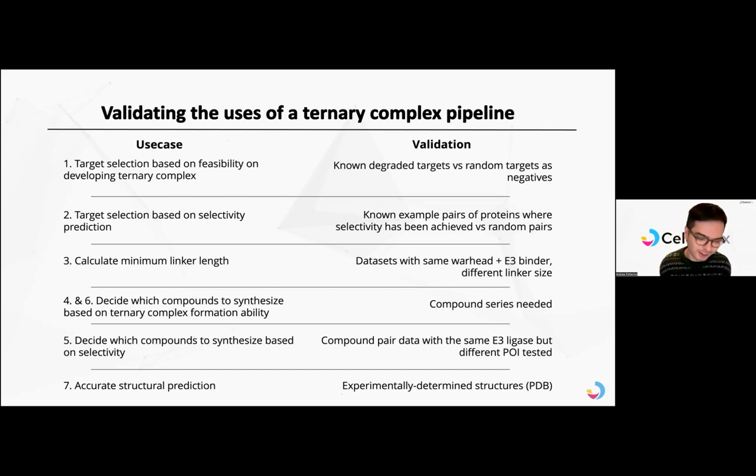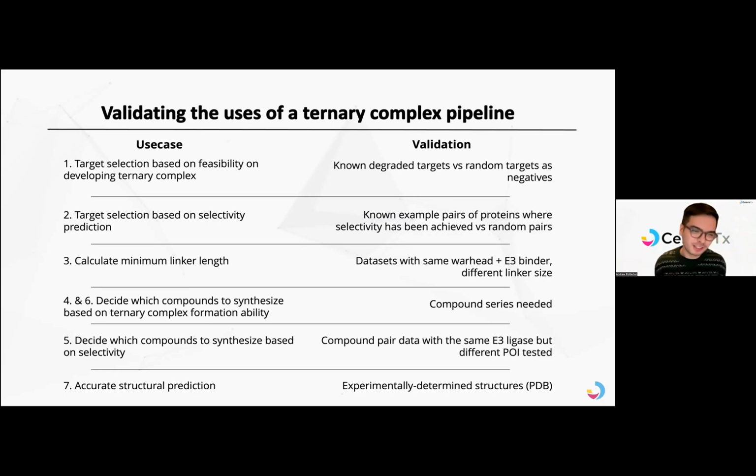So for target selection, based on feasibility of developing a ternary complex, you could validate using known degraded targets versus random, essentially not known, not positive targets. And negative targets in general, or true negative targets, may be hard to come by because you might not be able to know if they failed because of ternary complex formation or for some other reason. Of course, there's some mass spec kinase data where they had some positive and negative examples, and so that might be worth exploring for that use case.